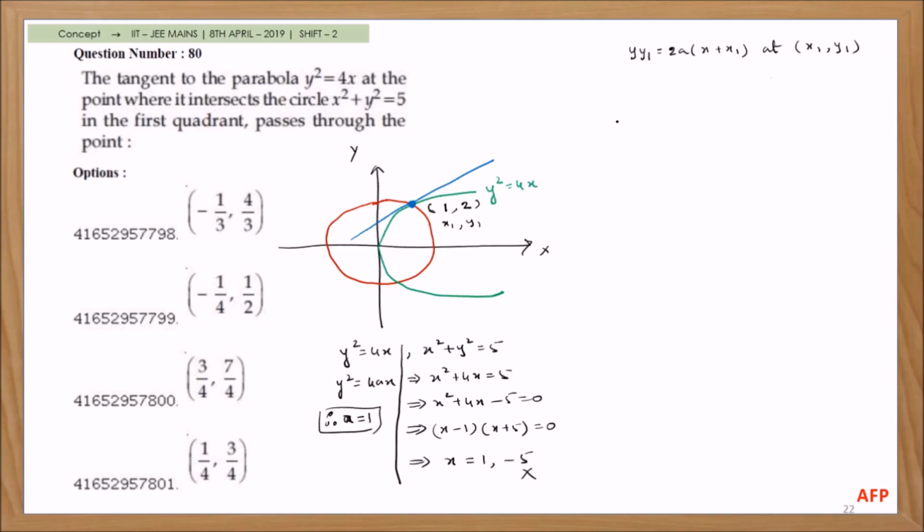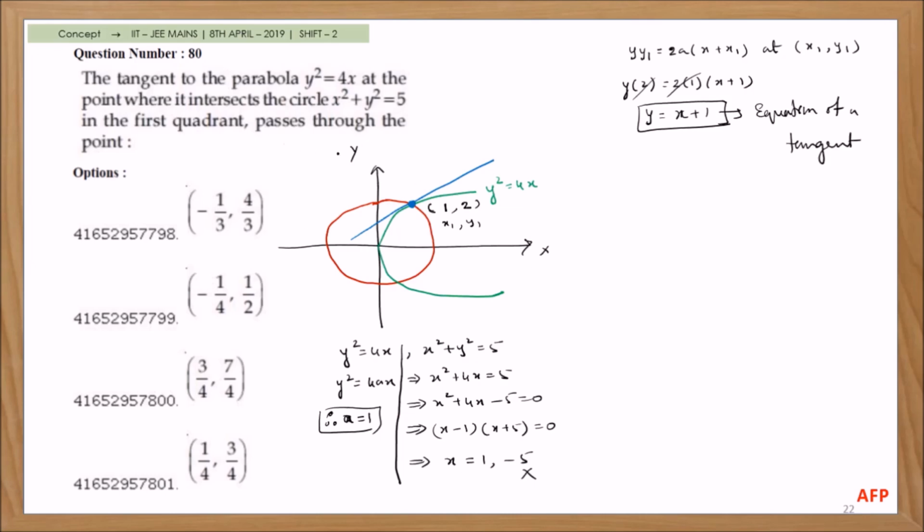So at the point (1, 2) here, y into 2, 2 into 1 plus x plus 1. I'll go for cancellation. y is equal to x plus 1. So this equation we got is the tangent equation.